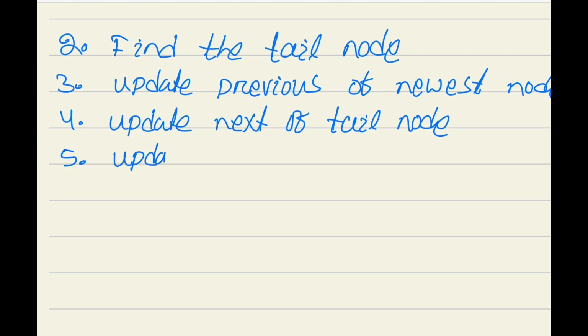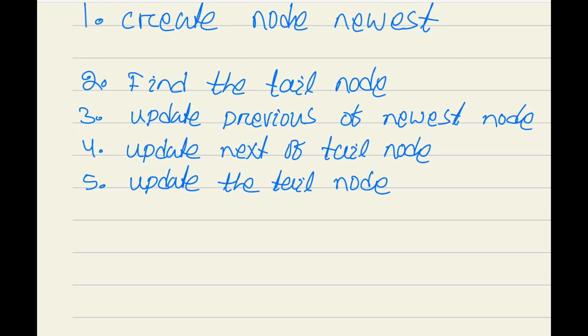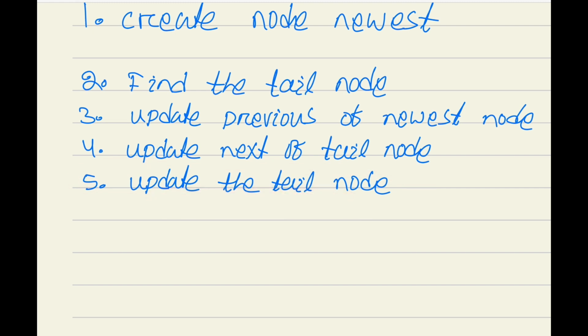If you take any extra reference for the tail node, then update the tail node. If you are not taking any extra reference like head, then do not update the tail node. If you are taking one extra reference tail to keep track of the tail node, then you can write this one, update the tail node. Otherwise this one is not required. If you are only taking the reference head, then updating the tail node is not required. So it is an optional step.